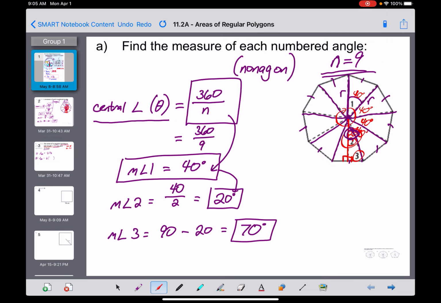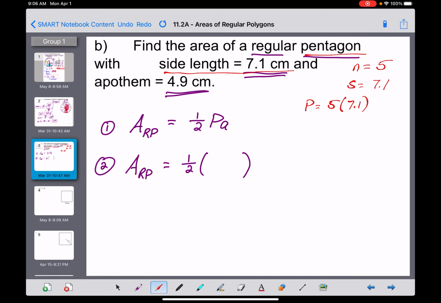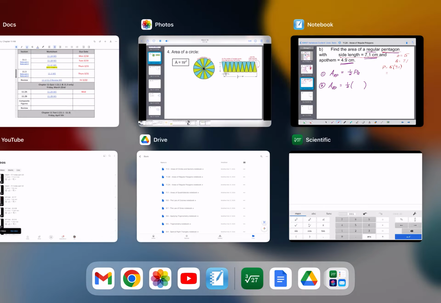So a couple slides ago, we wrote down this concept right here: perimeter is the number of sides times the length of each side. So our perimeter here is going to be 5 multiplied by 7.1, and I'm pretty sure that's going to give me 35.5, but I don't want to mess up my first problem. 5 times 7.1 gets us 35.5. That is the perimeter of this pentagon. Okay, that's not too bad. So that's what's going to go in here for perimeter, 35.5 taking the place of P.